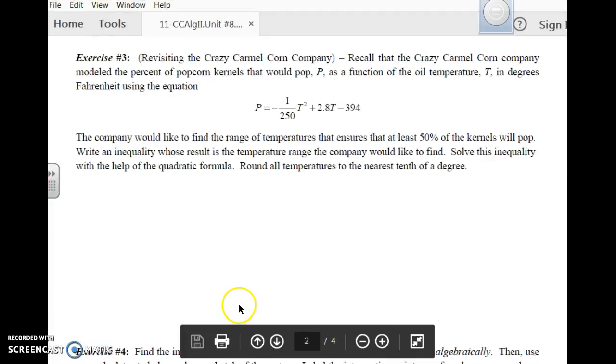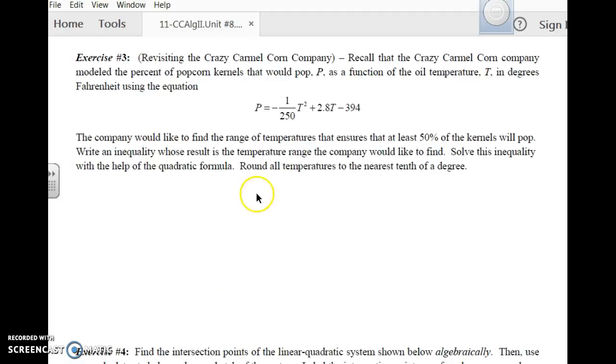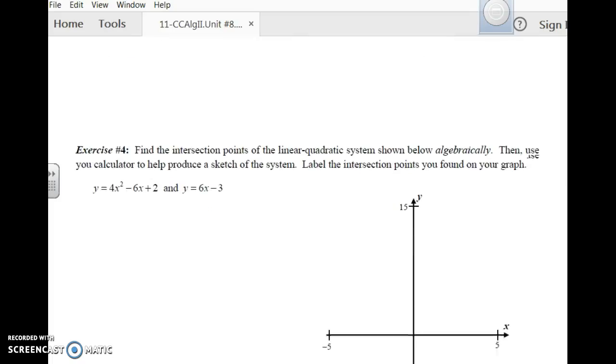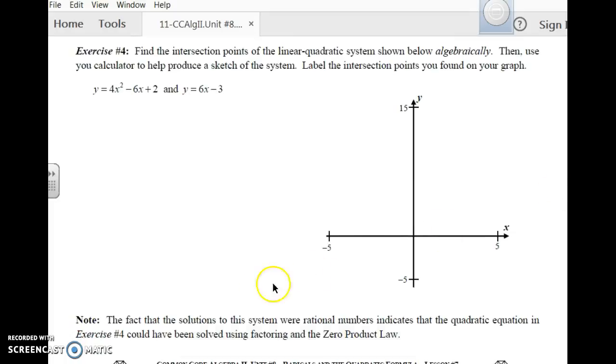Okay, for exercise 3, this one is talking about looking at the Crazy Caramel Popcorn Company again. I'm going to save this one for class the next day. We'll go over it together. All right, but I do want to do number 4 together.